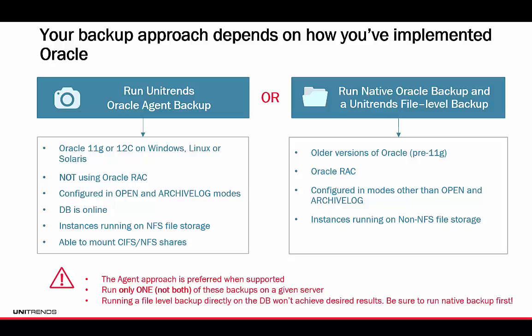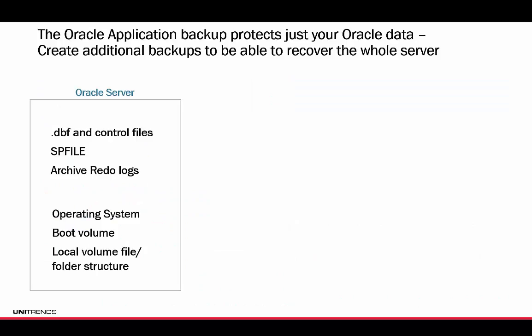Running a file level backup directly on a database won't get you that database backup. Make sure you run a native backup first across the database and then run a Unitrends file level agent backup to pick up that flat file dump. Now, the Oracle application backup protects just your Oracle data. Same thing we saw when we looked at the other modules as well. So you may want to create additional backups to be able to recover the whole server.